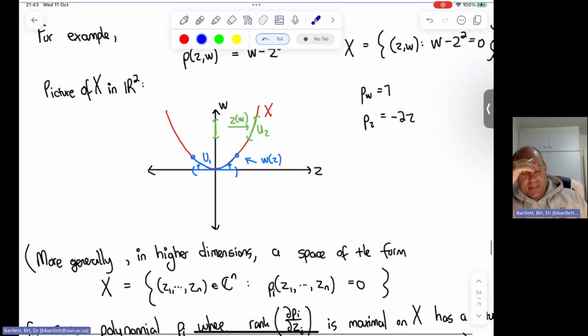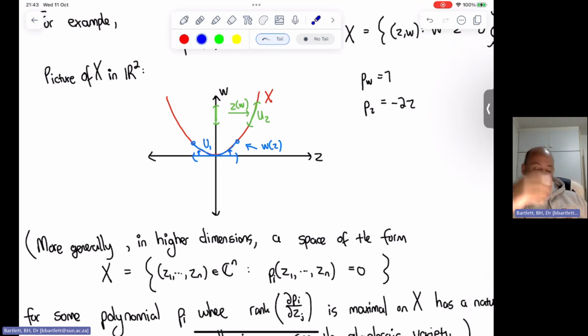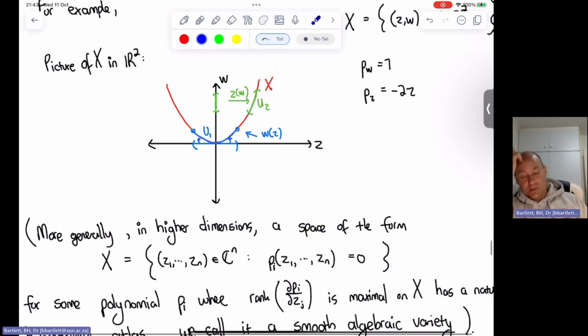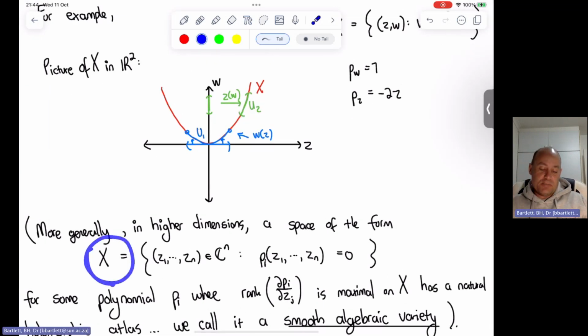So more generally, in higher dimensions, a space of this form, a set of points in Cⁿ where a bunch of polynomials vanish, and the smoothness condition here, instead of saying that the gradient is non-zero, you talk about the rank of the Jacobian. In other words, the derivative is surjective. That's the implicit function theorem. If that derivative has maximal rank, then this is going to be a smooth complex manifold. And now it's called a smooth algebraic variety, because it's algebraic: a bunch of polynomials are vanishing, right?